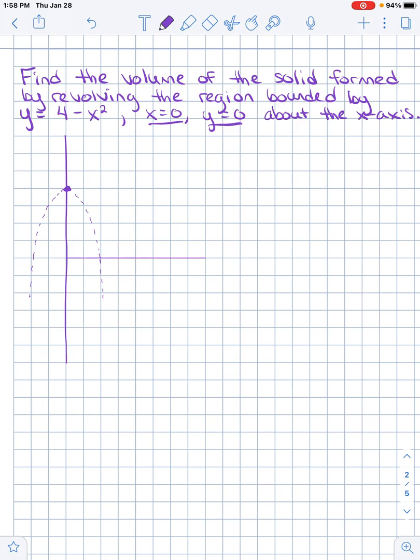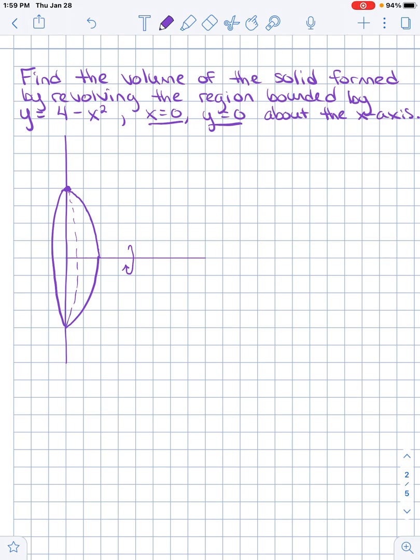The fact that we said x equals 0 and y equals 0 means we're bounding this in the first quadrant. So I'm going to get rid of the rest of my parabola because I don't need it. I only need the part of the parabola that's in the first quadrant. So I'll solidify my area. This is the region that's going to be rotated, and this is going to be rotated about the x-axis. Okay, this one's going to be a little tougher for me to draw, but what I'm going to do is reflect this first, and then I'm going to draw this circular bottom.